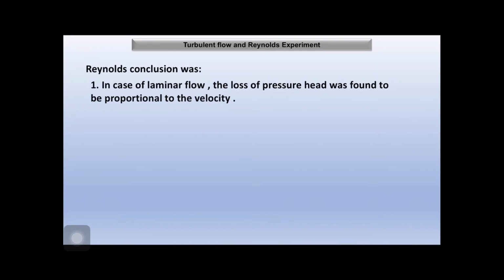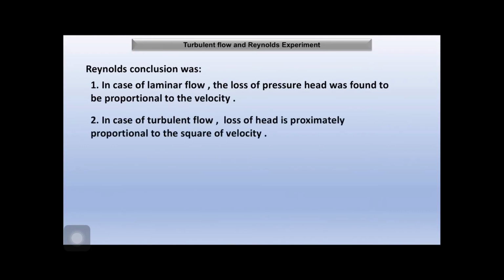So that loss of pressure head is due to the velocity of this fluid. And the second conclusion was this: in case of a turbulent flow, the loss of pressure head is approximately proportional to the square of velocity. Hence, hf, the loss of pressure head, is proportional to V raised to n, where n varies from 1.75 to 2. This is the conclusion of Reynolds from his experiment.